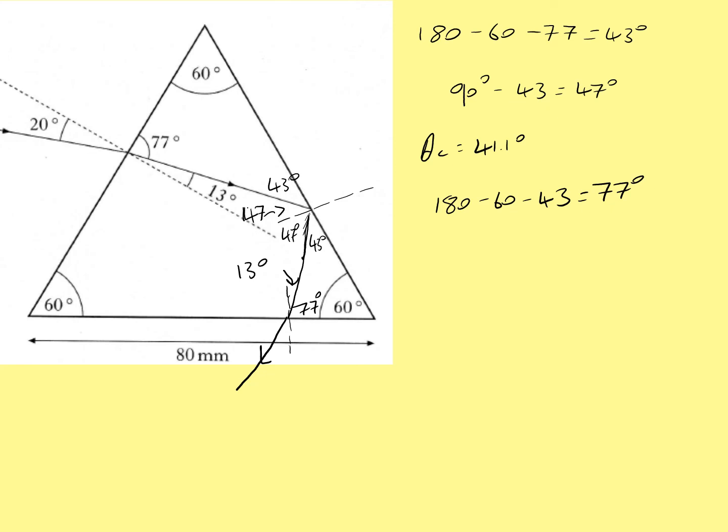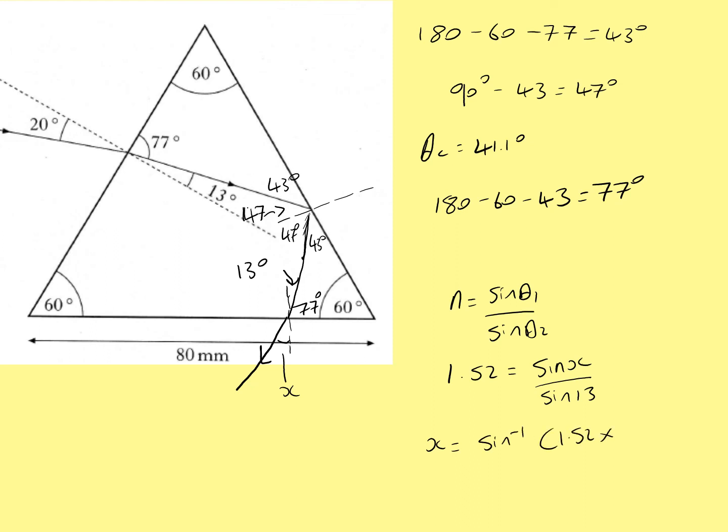And by using n is equal to sine theta 1 over sine theta 2, we can work out what this angle is here. So this is angle x. Angle x is the angle in air, so 1.52, the refractive index we had in the question, is equal to sine x over sine 13, because 13 is our angle of incidence. x is equal to the inverse sine of 1.52 multiplied by sine 13, which is equal to 20 degrees.